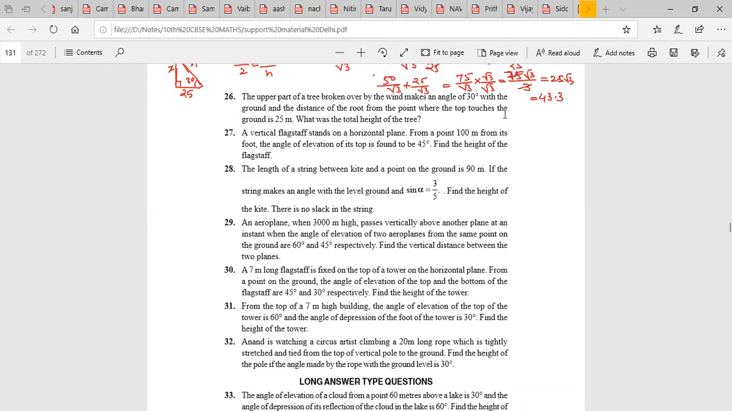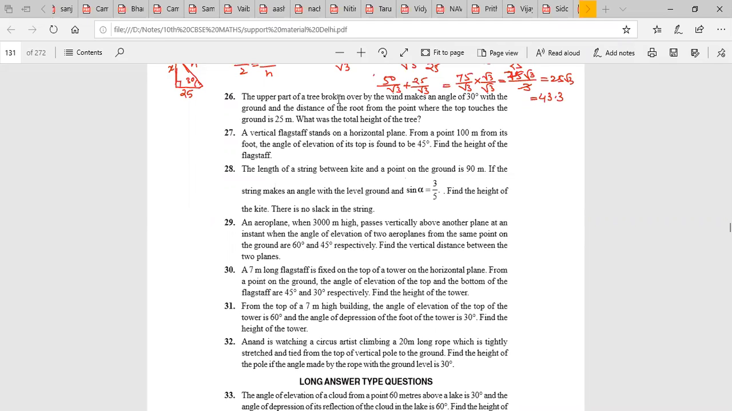Which question have you raised? 29. Does anyone still have any problem solving these questions or understanding the conditions?